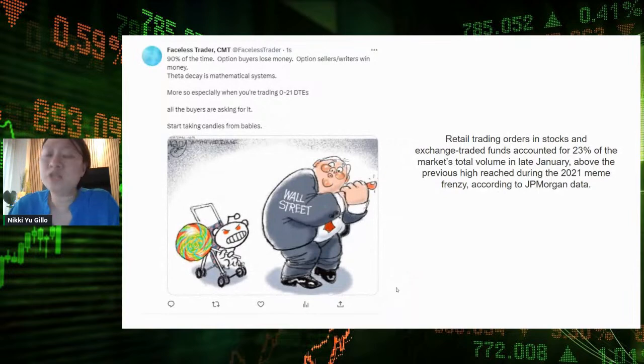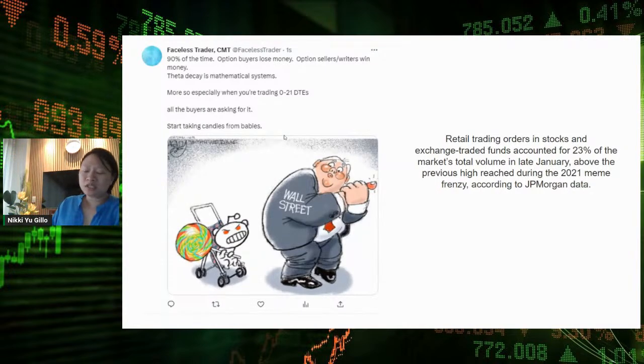90% of the time, the truth of the matter is that option buyers tend to lose money, whereas option sellers or writers do win the money. It's because theta decay is a mathematical system, especially when you're trading 0 to 21 days to expiry. All the buyers are asking for it, so sellers start taking candies from babies.